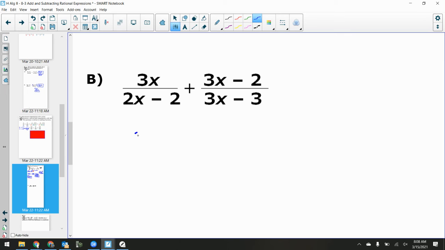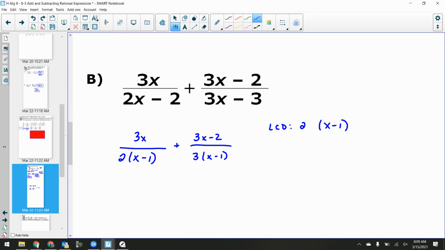So that gives me 3x over 2x minus 1 plus 3x minus 2 over 3x minus 1. So my LCD here is, okay, it's got to include all of my first fraction denominator, 2, and then an x minus 1. And notice how I leave a little bit of room, because what's the only missing factor out of my LCD? The 3. That's my LCD.